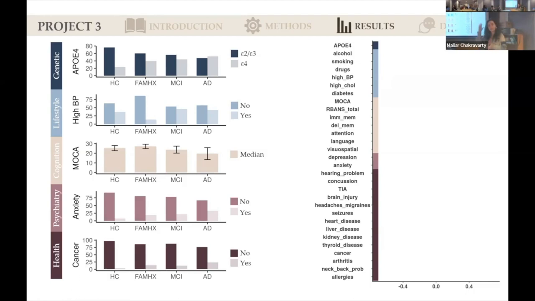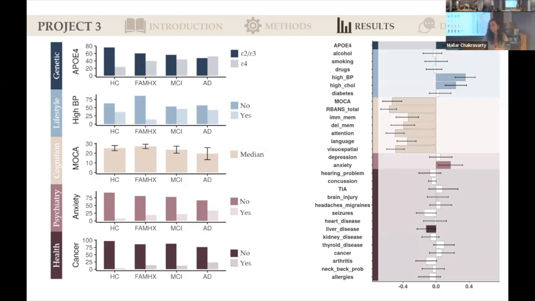And so, in order to relate the brain patterns that we obtained using NMF to all these different medical information, I used partial least squares analysis again, and we found one latent variable that explained 75% of the covariance between the two. The pattern was being an APOE4 carrier, having high blood pressure and high cholesterol, having lower cognitive scores and higher anxiety, and lower liver disease was related to a brain pattern that I'm going to describe.